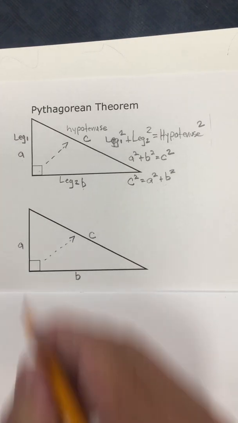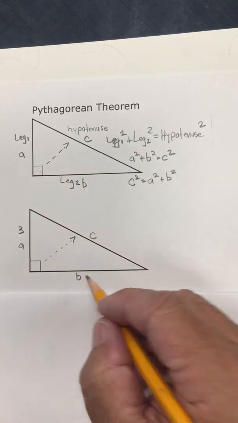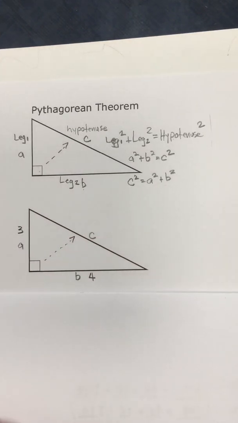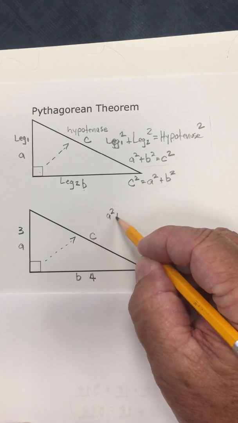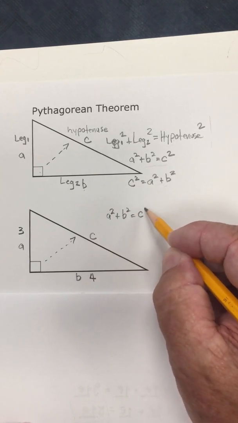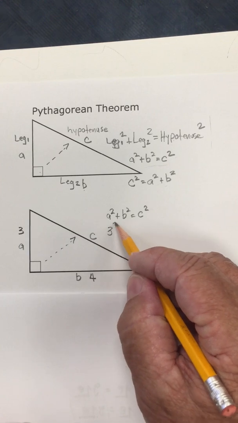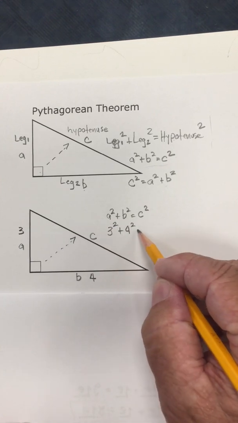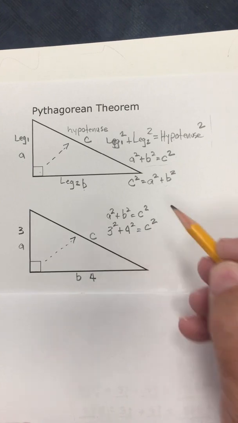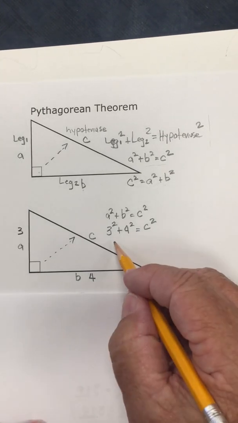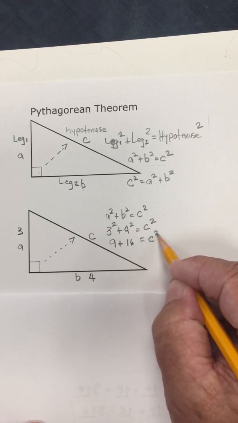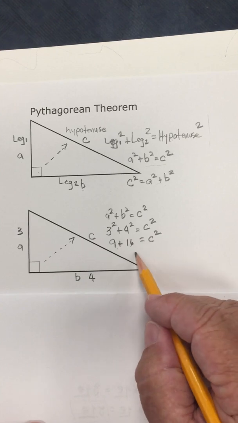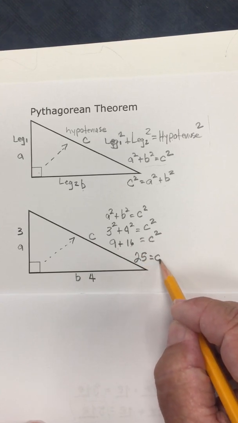So let's put some numbers in here. Let's say this side is 3 units and this side is 4 units. So what would that look like? Well, we're going to use our formula up here. A squared plus B squared equals C squared. So we have 3 squared plus 4 squared equals C squared. We don't know what that is yet. So we have 9 plus 16 equals C squared. Add those two together, and we have 25 equals C squared.